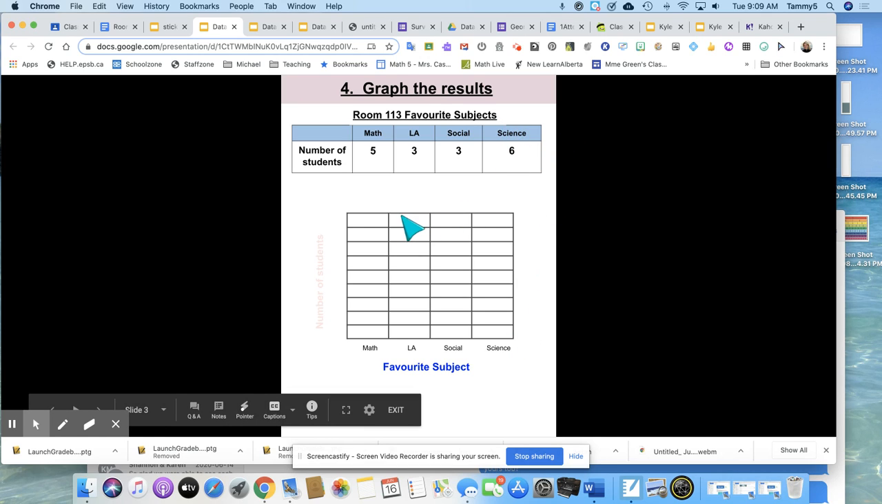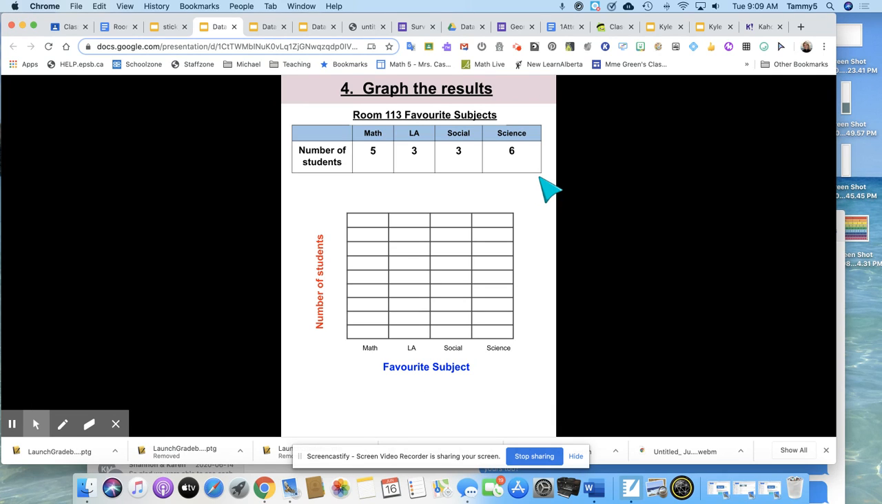Then we're going to label the y-axis, which is the vertical axis. This is going to be your result, or what you got out of your experiment. So here we're saying number of students who picked the different subjects as their favorite subjects. And then we have to come up with a number system that shows the minimum number of your data all the way up to your maximum number.